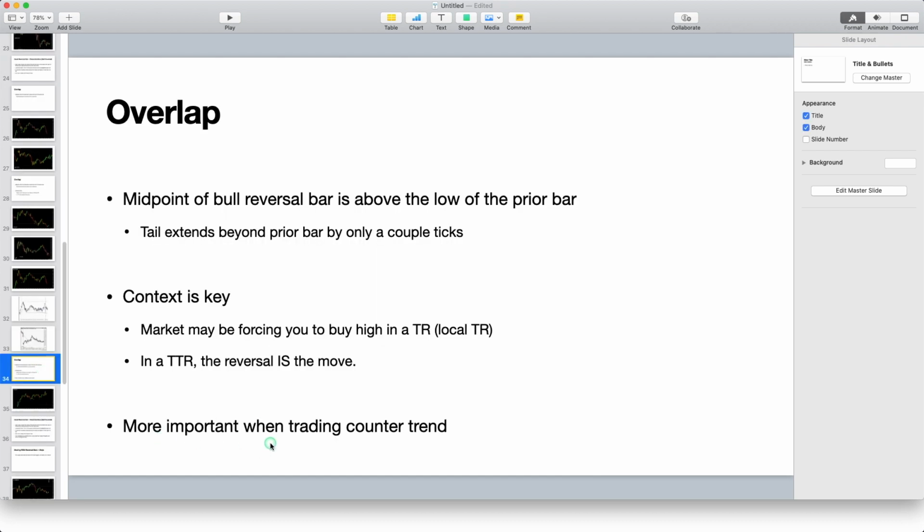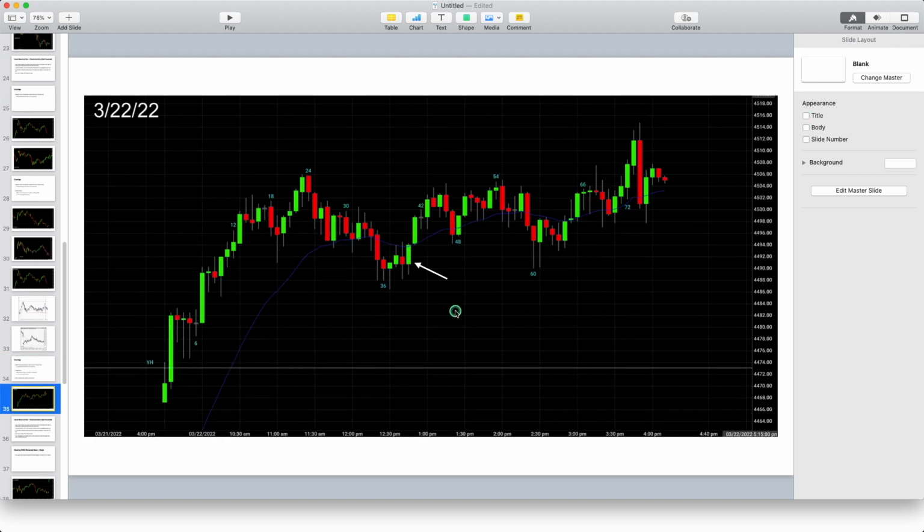Now overlap, being aware of overlap is much more important when trading counter trend. When trading in a bull trend, you can see here this arrow, there is overlap, but it's also a pullback. It's a moving average gap bar buy in a bull trend. It's a high 4 buy setup. It's closing above the moving average. So the context is more supportive, even though there is overlap.